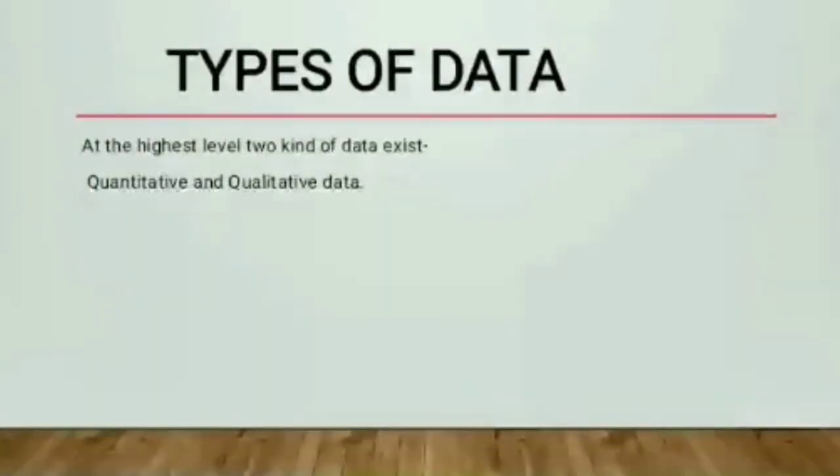So, what are the different types of data? At the highest level, two kinds of data exist. They are quantitative and qualitative data. There are also two other kinds of data, that are secondary data and primary data. But the most important are the quantitative and qualitative.